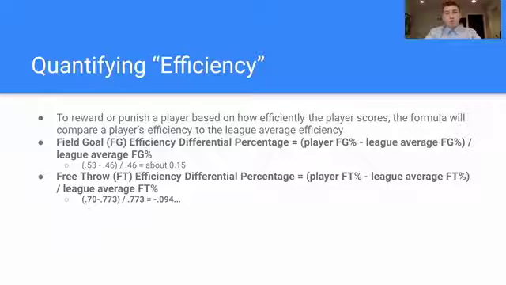If we assume a player shoots 53% from the field and the league average was 46% from the 2019-2020 NBA regular season, we can calculate a value of about 15 hundredths or 15%. There's a similar process for free throw efficiency, and the league average free throw percentage was 77.3% or 0.773. And if we assume a player shot 70% from the free throw line, we can calculate a value of about negative 0.094. Note that this number of 15 hundredths is positive because the player shot better than the league average, so he's rewarded. However, for free throws, this player shot worse than the league average, so he was punished by using a negative number.